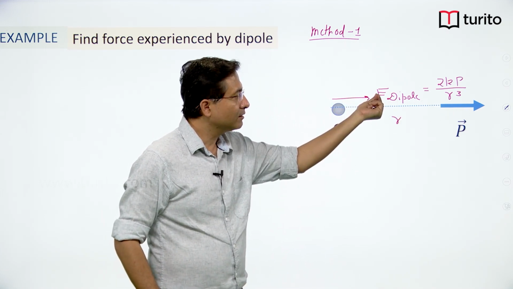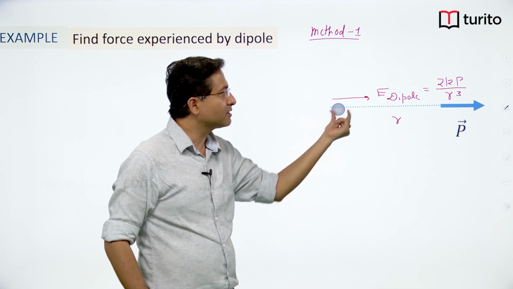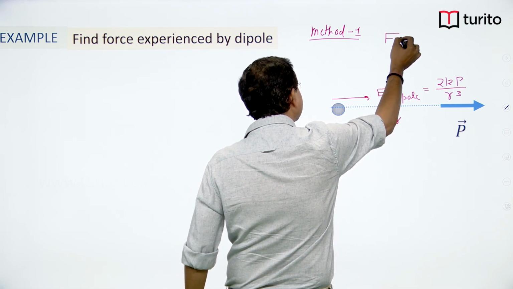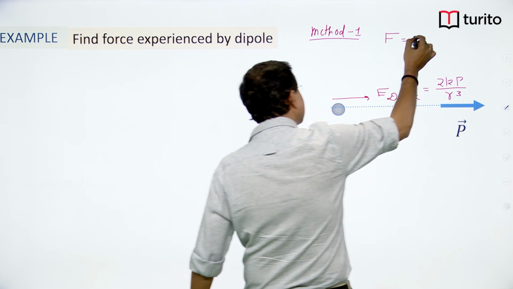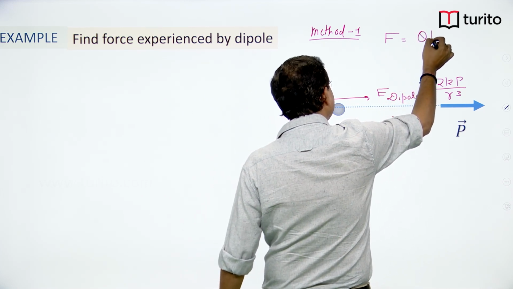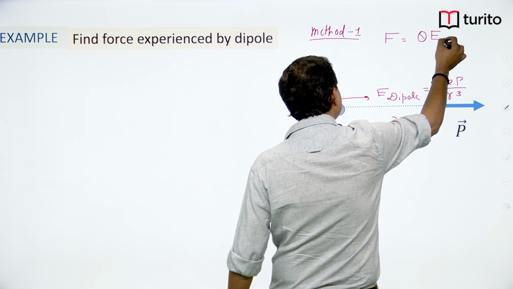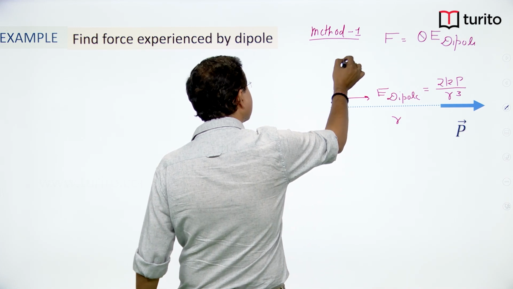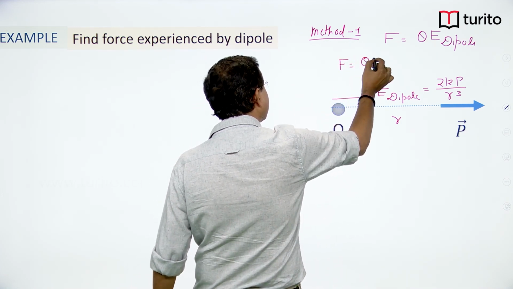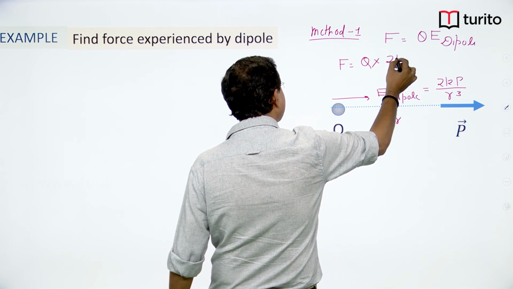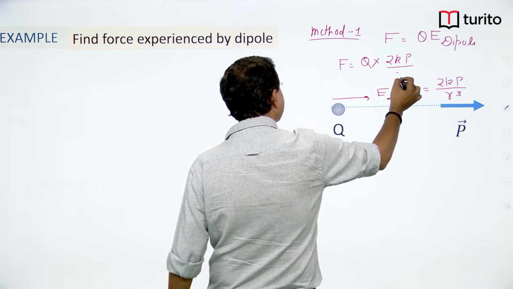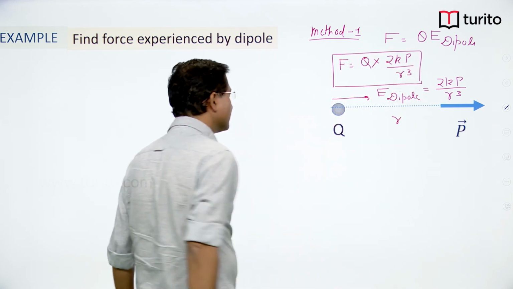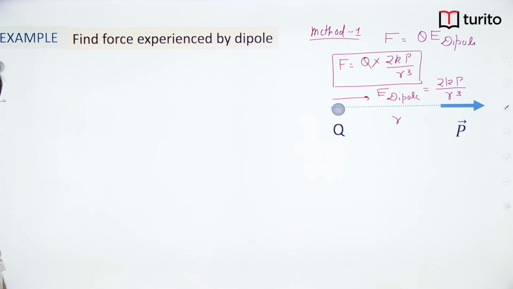The point charge kept in the field of the dipole experiences force. So the force experienced by this charge is charge into field created by the dipole. So the value of force is q into 2kp divided by r cube. This is method 1, the simplest one, right. Now, see method 2.